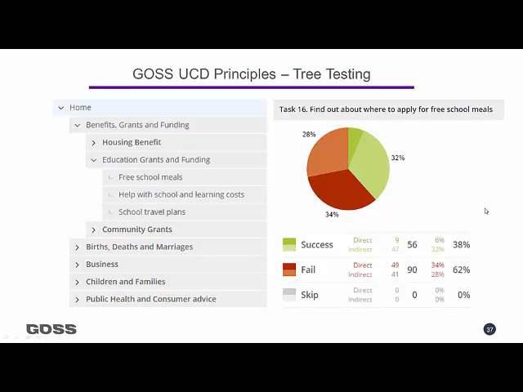As you can see, when we asked test candidates to look for where they could apply for free school meals, we had a 34% fail rate, with 28% being an indirect fail. This meant that finding free school meals was going to be a problem within the information architecture.